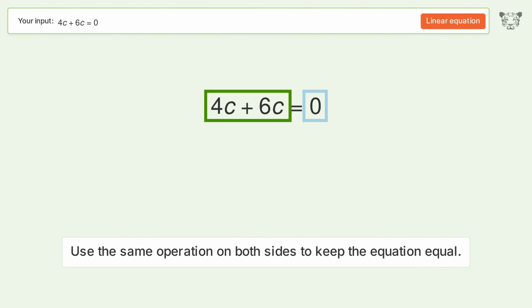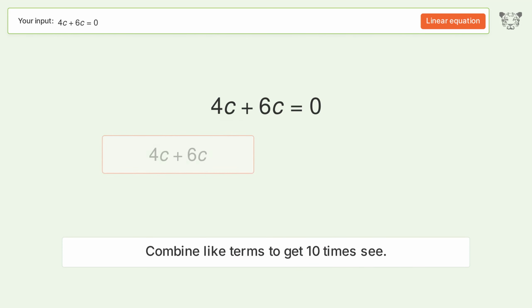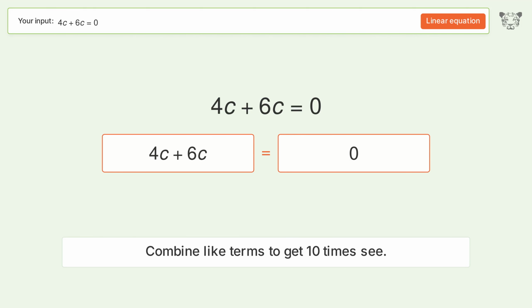First, combine like terms within each side. This simplifies each expression without changing its value. The variable coefficients on the left combine to give 10 times c.